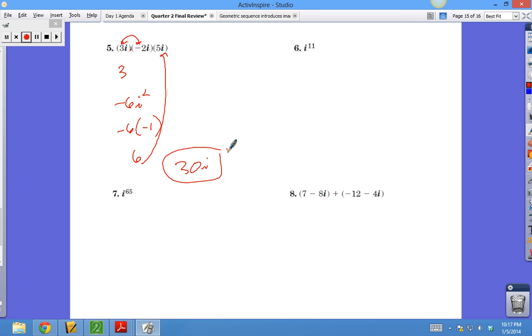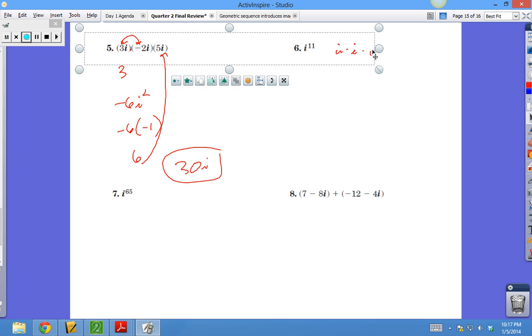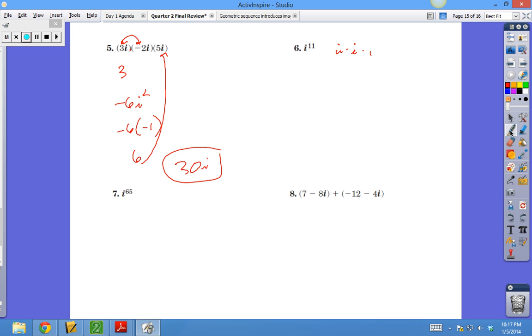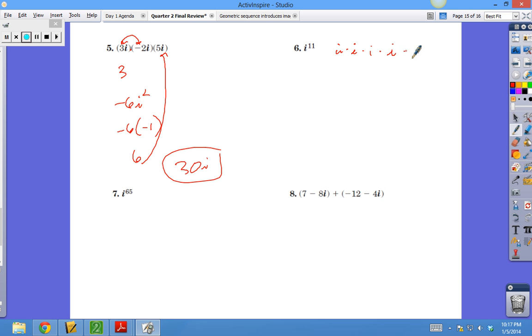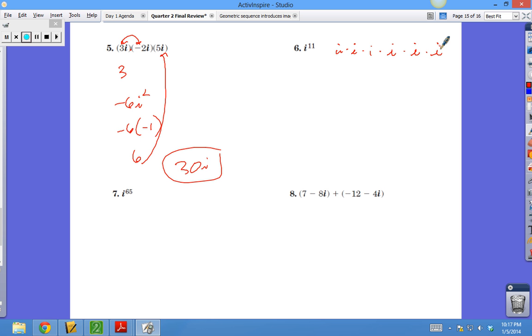Number 6, if you have I to the 11th, what do you really have? If you have an imaginary times an imaginary times an imaginary, and you do it over and over, is your answer going to be an imaginary or is it going to be real? Because you have to know this about imaginaries. I is the square root of negative 1, but I squared is a negative 1.